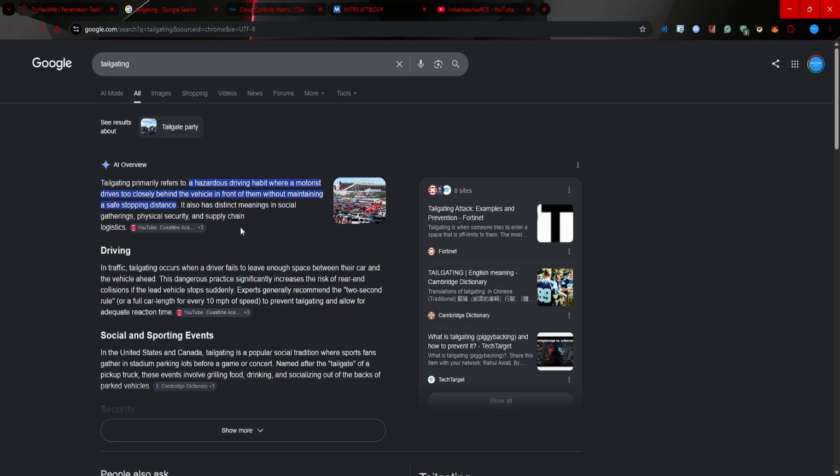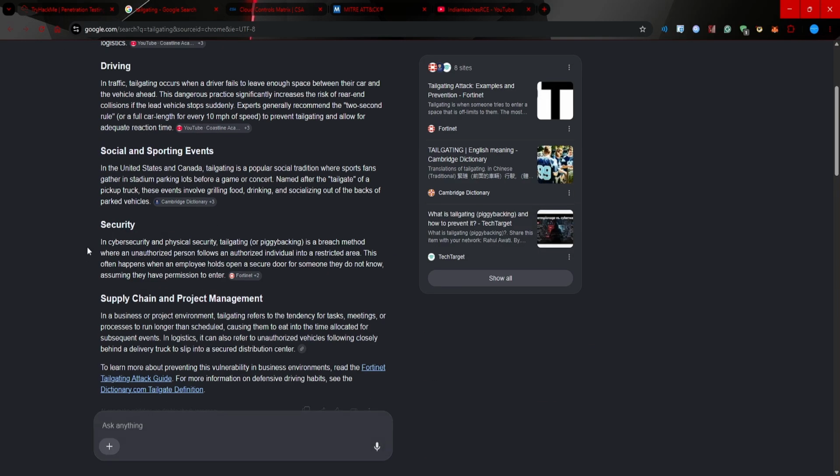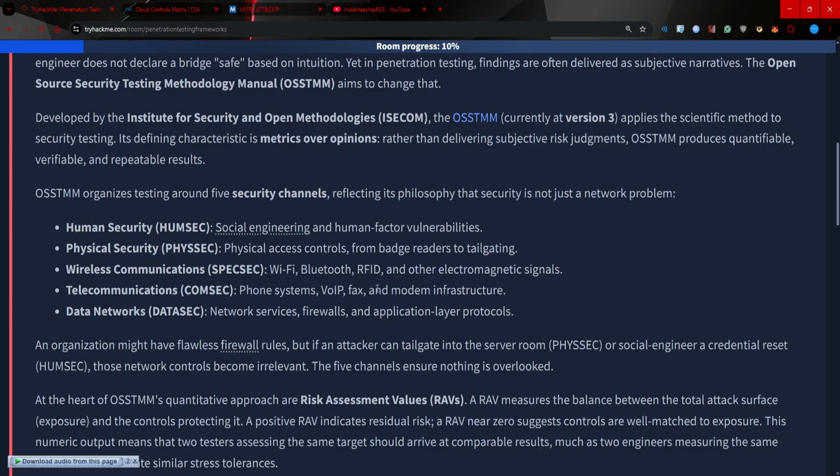Yeah, exactly. This is in security. In cybersecurity, physical security, tailgating, or piggybacking, is a breach method where an attacker follows an authorized person. Okay, piggybacking. Then there is wireless communication: Wi-Fi, Bluetooth, RFID, and other electromagnetic signals. Telecommunications: phone systems, VoIP, fax, modem infrastructure. Data networks: network services, firewalls, and application layer protocols.